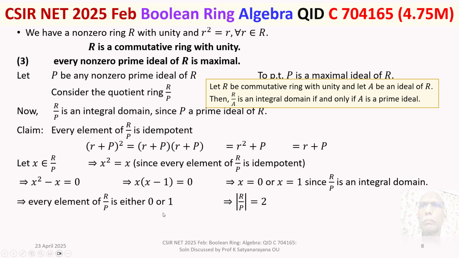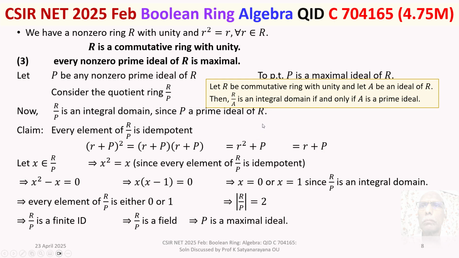That means how many elements will be there in R by P? 2. The number of elements present in R by P is 2. What is R by P? It is an integral domain. R by P is a finite integral domain. And we know that every finite integral domain is a field. This implies R by P is a field because every finite integral domain is a field.